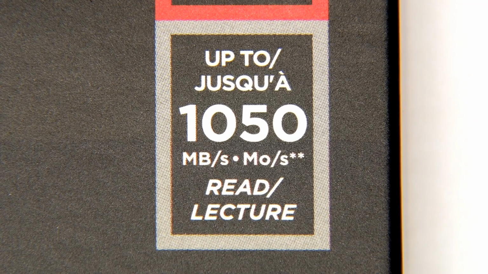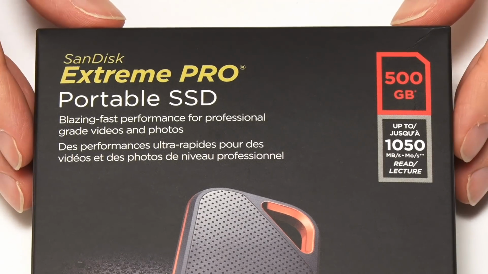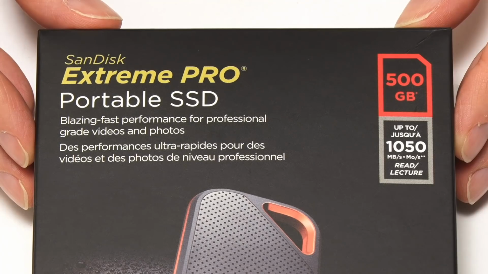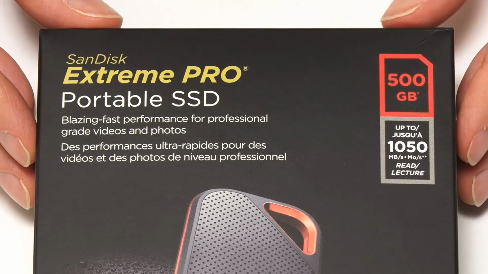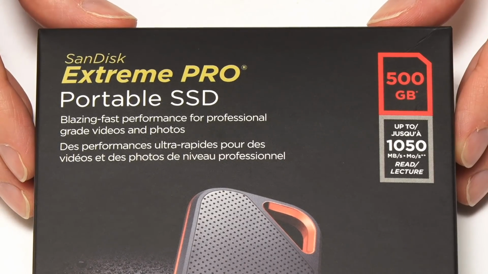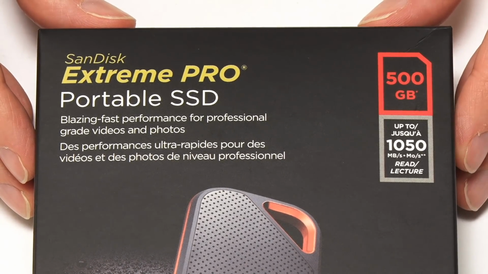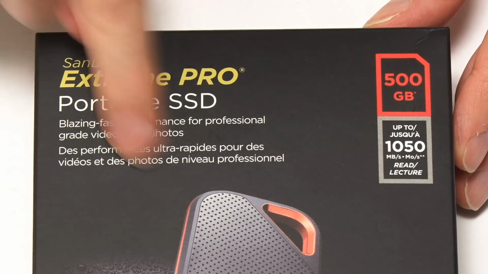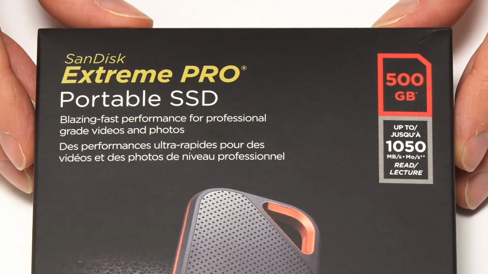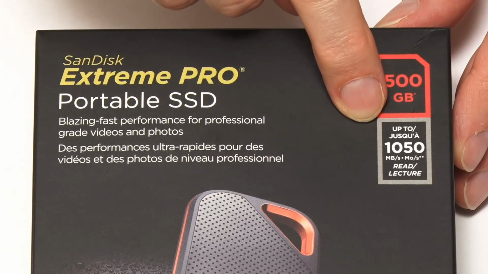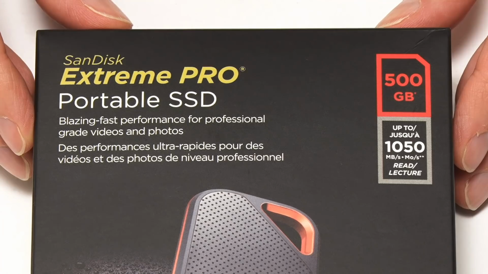And the reason it can do this is that the SanDisk Extreme Pro portable SSD is based on an NVMe drive internally, not a SATA drive. And it's worth noting there is a version of this drive available that has a SATA drive internally, which is hence much slower, and that is the SanDisk Extreme Portable SSD, but the Extreme Pro is the one based on the internal NVMe drive, which gives us this amazing read speed. And of course, I'll be testing this later in the video.